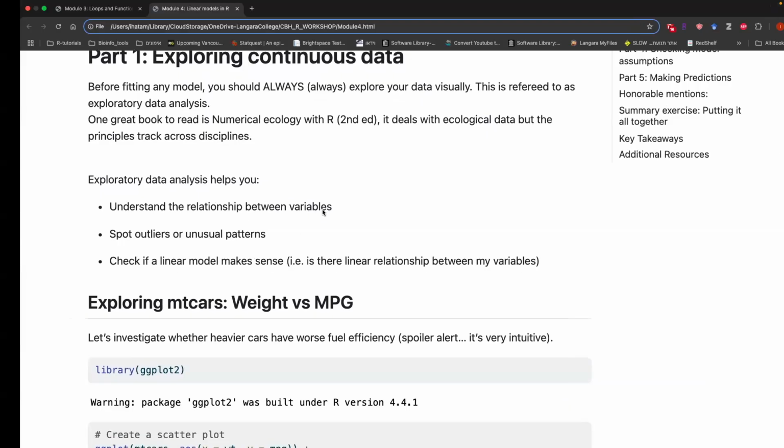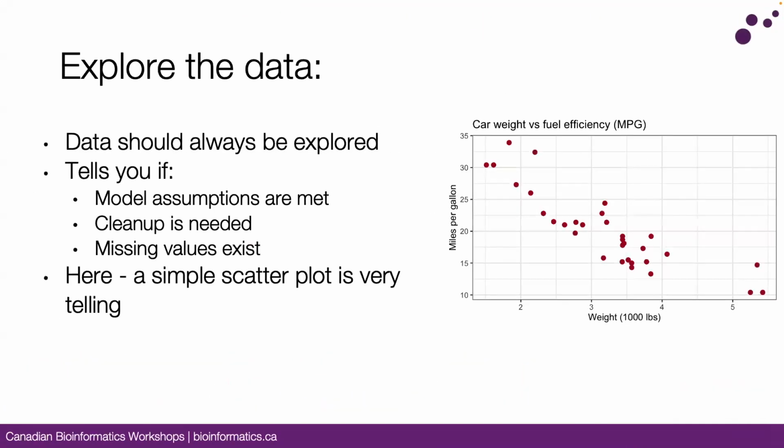Okay, so before we do that, let me tell you what I mean by exploring your data. Data should always be explored. It tells you if your model assumptions are met, if cleanup is needed, or if you have missing values. Here is a simple plot of how we explore our data: miles per gallon and weight, and it's very telling. We have some sort of a linear relationship in our data between weight and miles per gallon. So that tells us, okay, everything is cool.